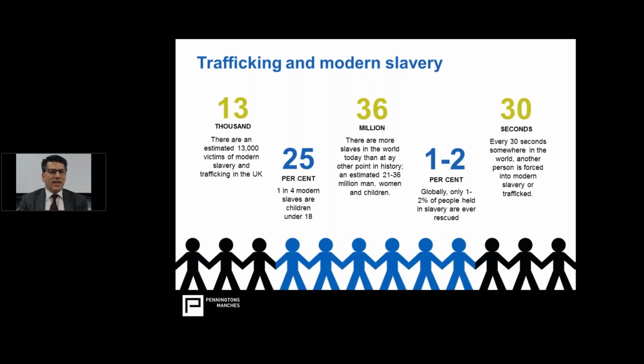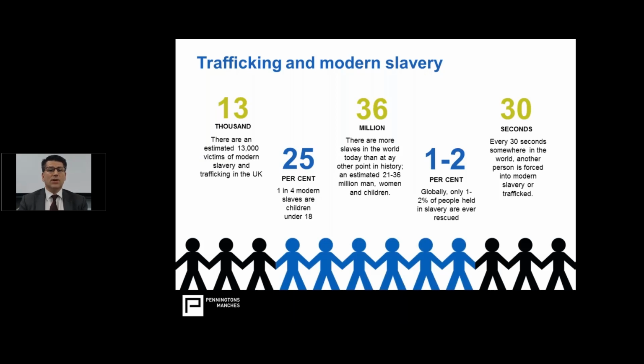More men, women and children are being abused and exploited for the sole purpose of making money for criminals than at any other time in history. There's a global epidemic affecting the UK. There are an estimated 13,000 victims of modern slavery and trafficking in the UK, with 25% of modern slaves being children under the age of 18.